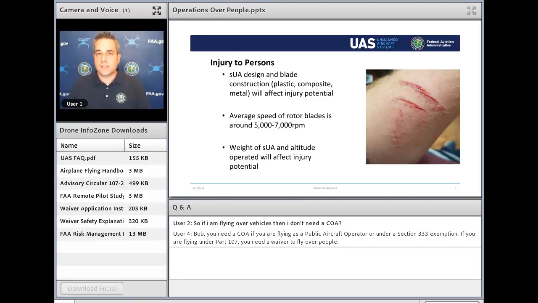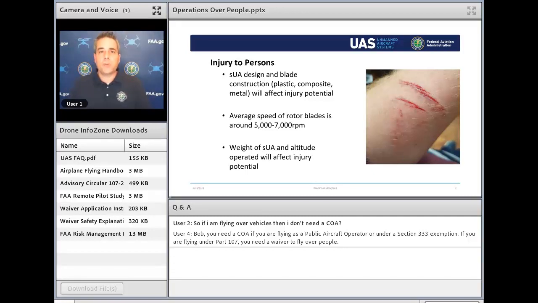But let's talk about the number one issue here, and that's making sure that people beneath your unmanned aircraft are going to remain safe. That has a lot to do in terms of the severity of injuries you may cause, related to your SUA design, related to the blade construction. Is your unmanned aircraft plastic, or is it made out of composites, of fiberglass, some sort of honeycomb material, or is it metal?